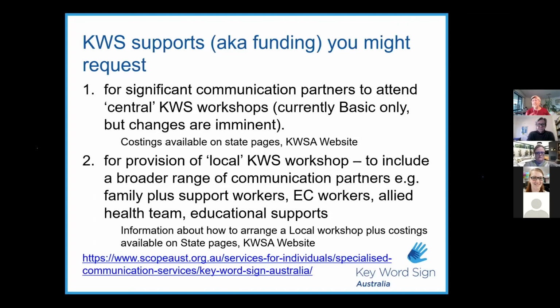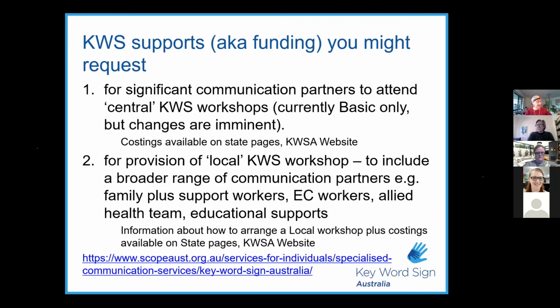And other significant communication partners, like maybe if grandma looks after the child a lot, then it's appropriate for them to have it. Maybe if it's an adolescent or an adult and they're spending time in respite, then maybe respite workers need to be able to access a workshop as well. So it's not unreasonable to think about all of those significant communication partners being supported to go to one of those central workshops. So that can be included.